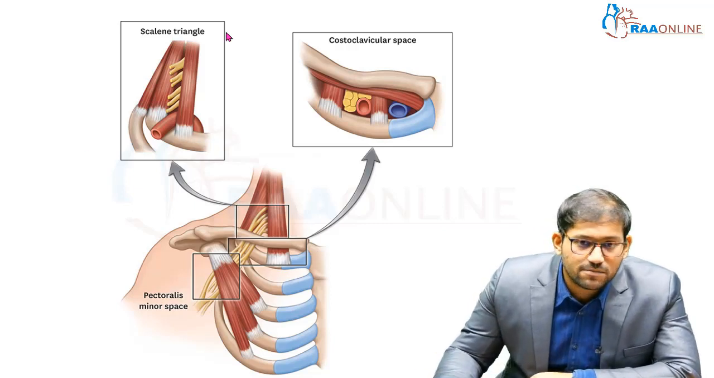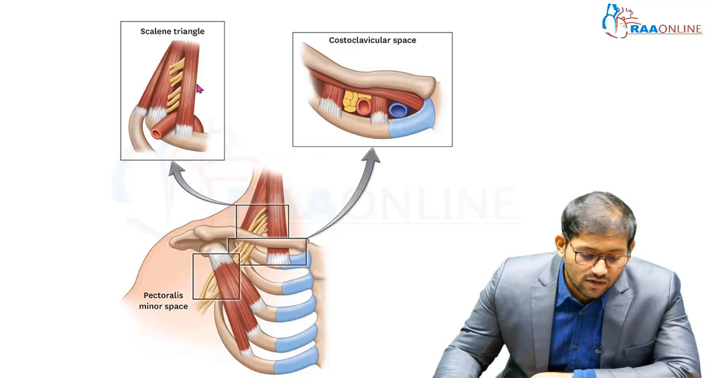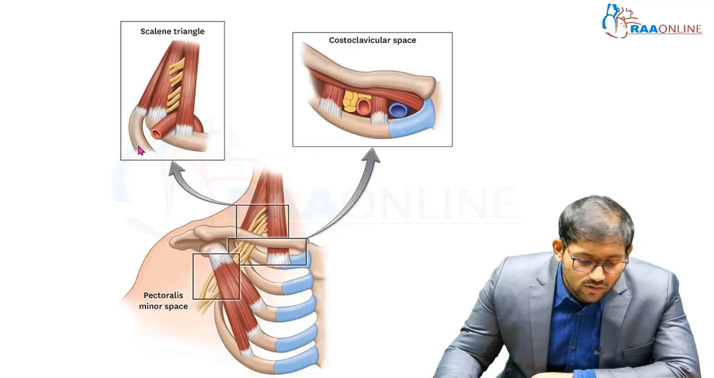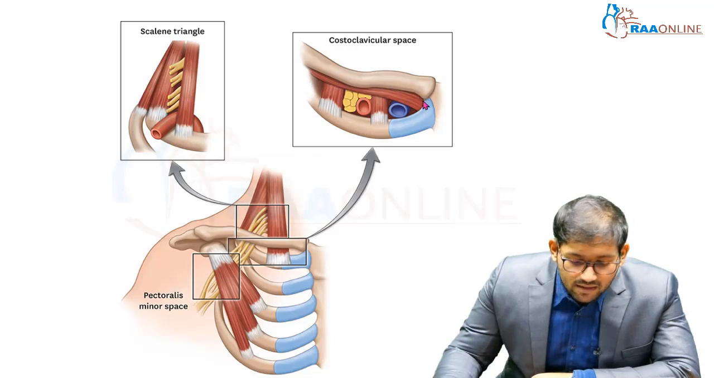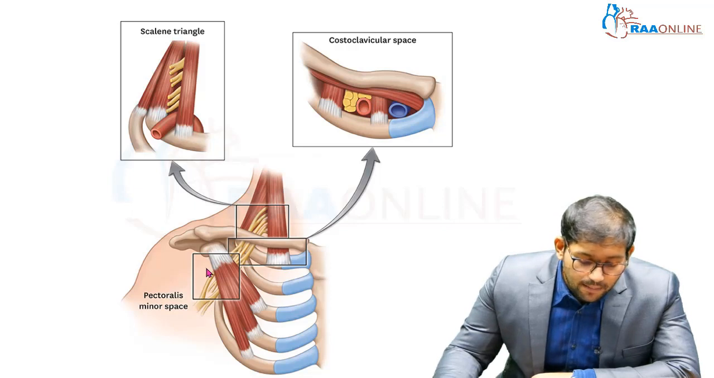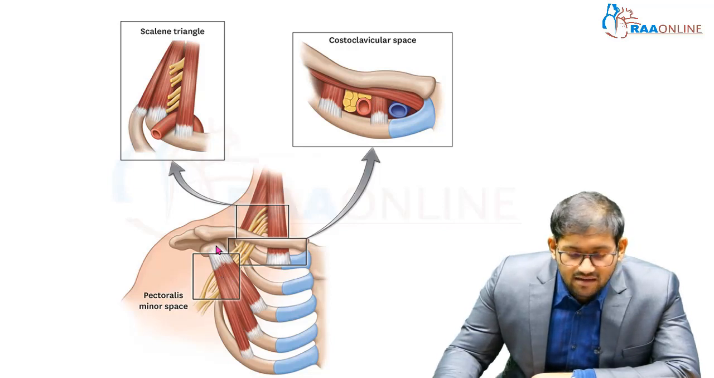If you see in the first space, which is your scalene triangle, which we had already been speaking about, this is your anterior scalene muscle and this is your middle. You can see that the subclavian artery exits through this and you have the whole brachial plexus here. Whereas just beneath this, behind your clavicle, you will find your subclavius muscle over here, and you have two vessels, your subclavian vein and your subclavian artery, along with your brachial plexus. And more inferiorly you will have your pectoralis minor space just behind the coracoid.